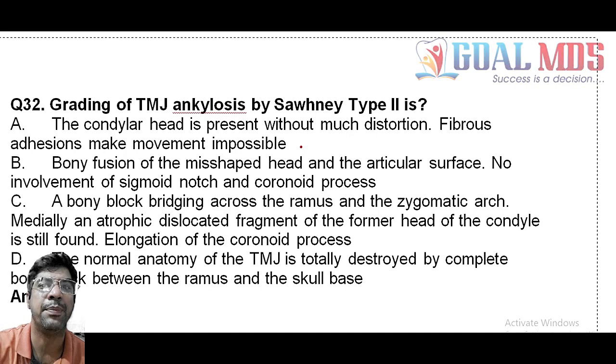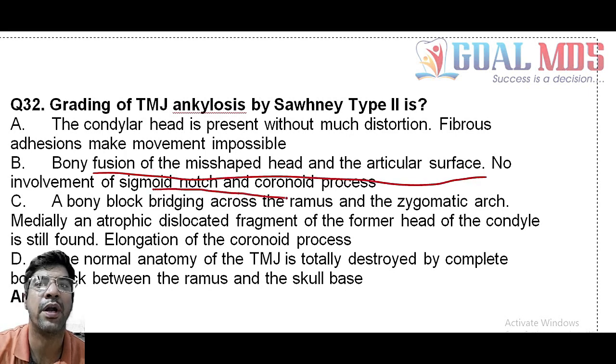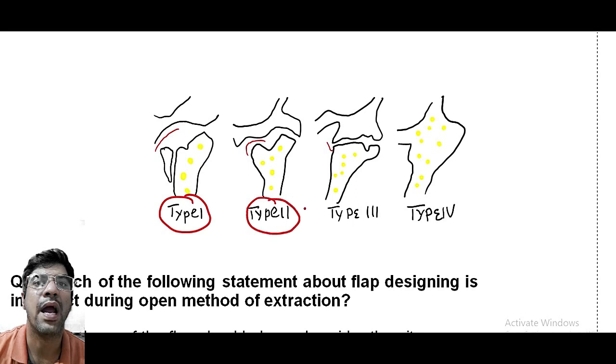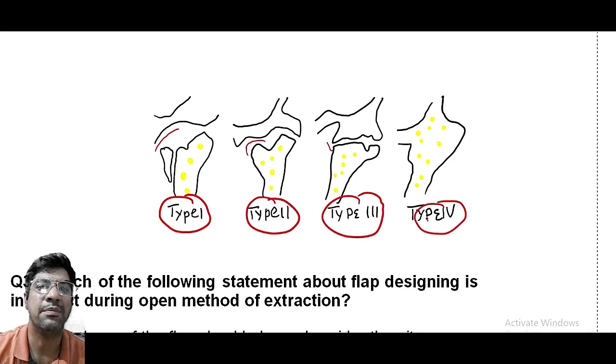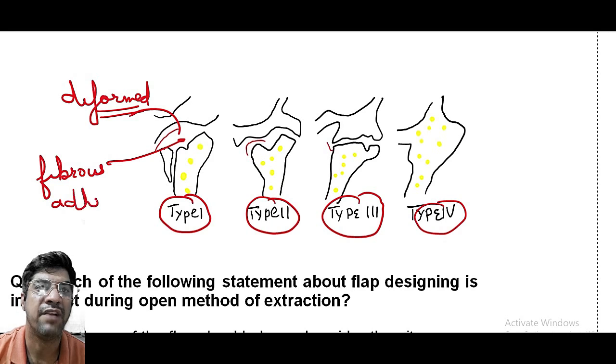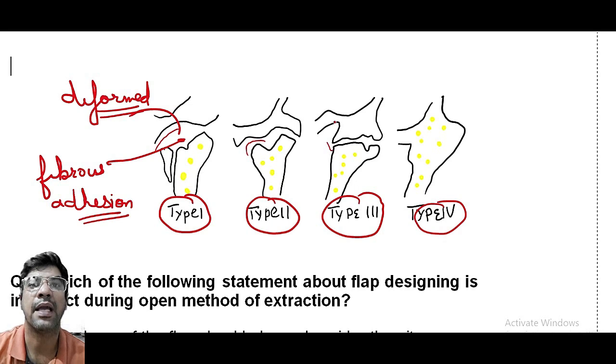The grading of TMJ ankylosis by Sawhney type 2 classification is, the answer is B. Bony fusion of misshaped head and articular surface, no involvement of sigmoid notch and coronoid process. Sawhney classified it into type 1, type 2, type 3 and type 4. In type 1, the TMJ is not completely stuck, but the joint is deformed. There are fibrous adhesions that make the movement difficult. In type 2, the edges are fused by bone, but the deeper part is still free. This means the joint can't move well, but it is not completely stuck.